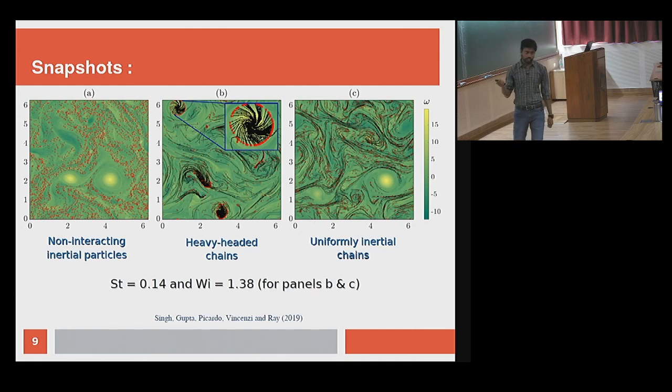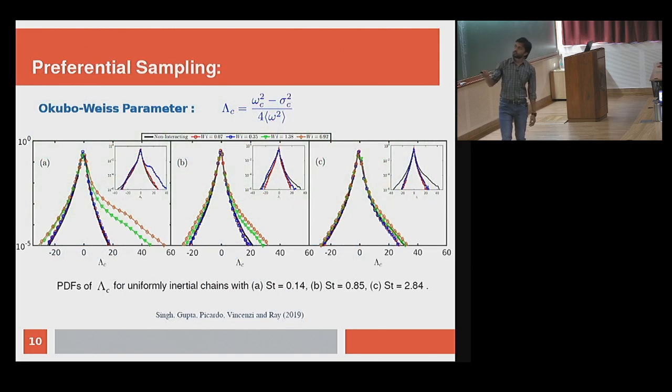First of all, to quantify this, we come up with the Okubo-Weiss parameter. Omega is my vorticity, sigma is my strain rate. Larger vorticity would mean I will have a positive lambda, that is the Okubo-Weiss parameter, and larger strain rate would mean I would have a negative lambda. The mean of omega square is the enstrophy, and is just a normalization constant for this flow. We measure this lambda at the center of mass of the chains.